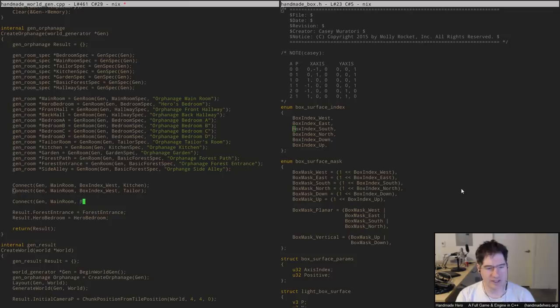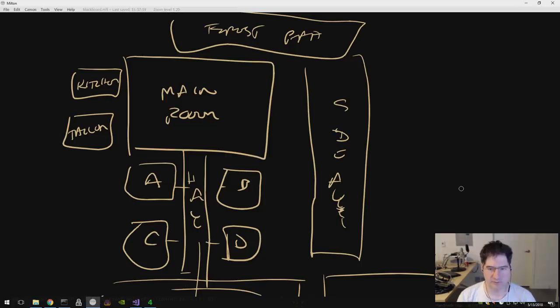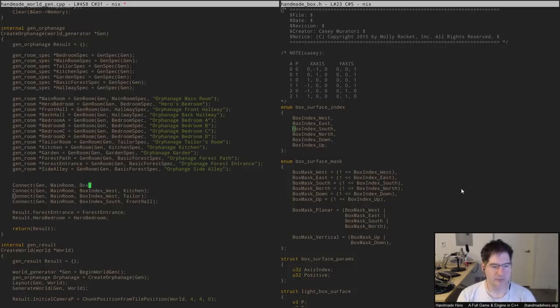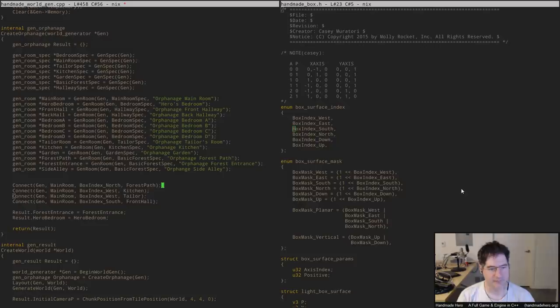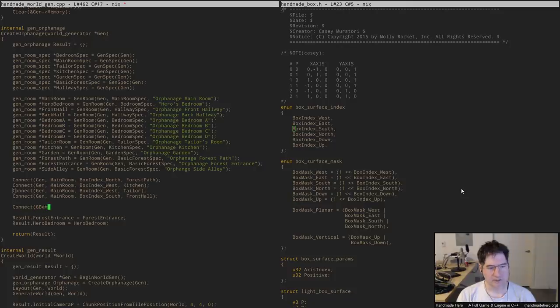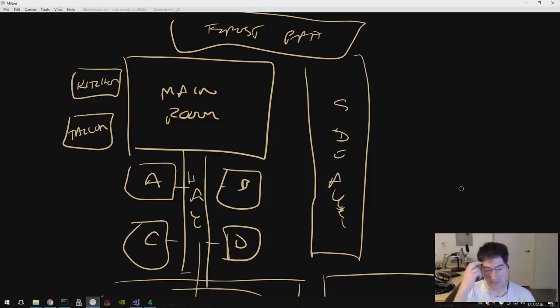So then I'm going to say, all right, we know that we've got to the south the front hall. Let me do these in counterclockwise order, like a good boy. So box index north is the forest path. So now I'm seeing how those are connected there, but I'm not saying exactly where they are yet. We'll get to that in a second. So I want to have those. That's all the connections for the main room. There are no other connections for the main room.